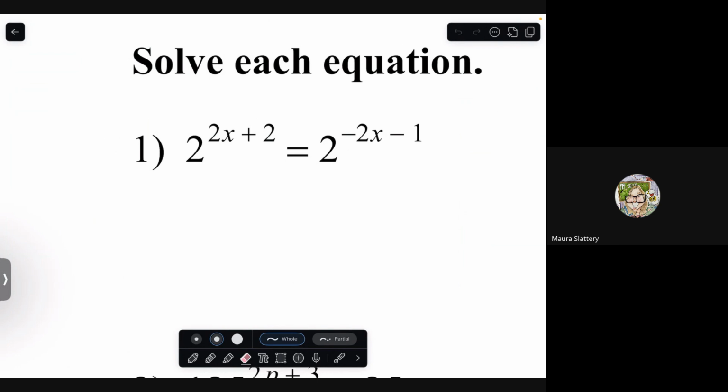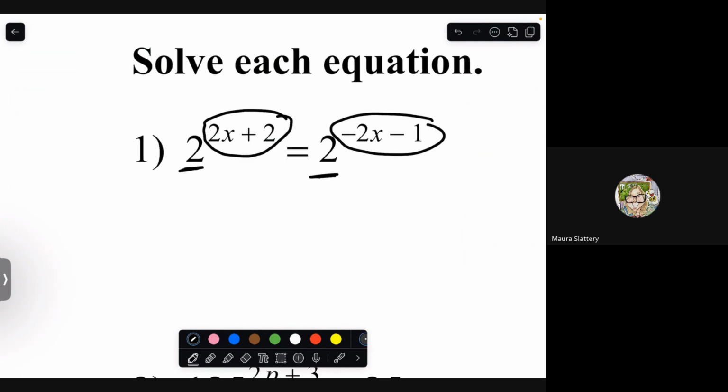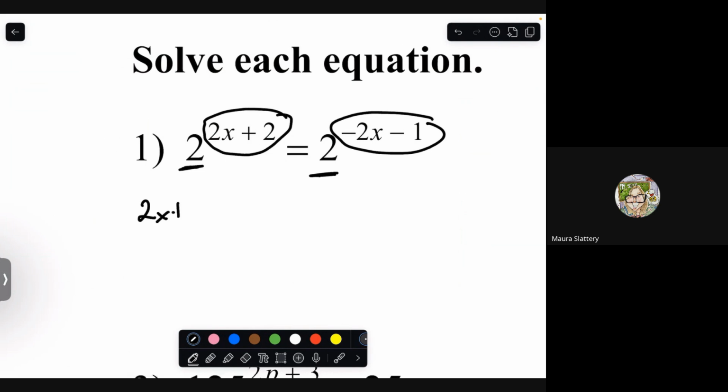Good. Now, this is what I would consider a very easy one of these because it's already in the same base. We're going to see ones where they aren't in the same base and you've got to do some work to get them in the same base, okay? Which we've already kind of done, right? Like we've seen, okay, if I have a 4 and a 16, I can get the 16 to be 4 squared, right? That's essentially what we're going to be doing. So here, if we have the same base already, all we need to do is take the exponents and set them equal to each other. Okay, so we're going to do 2x plus 2 is equal to negative 2x minus 1.